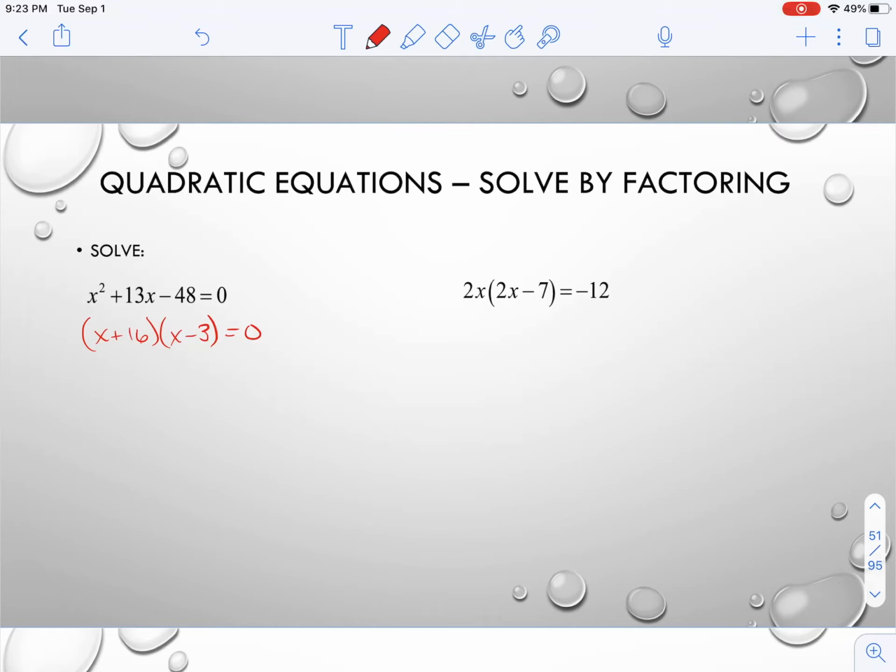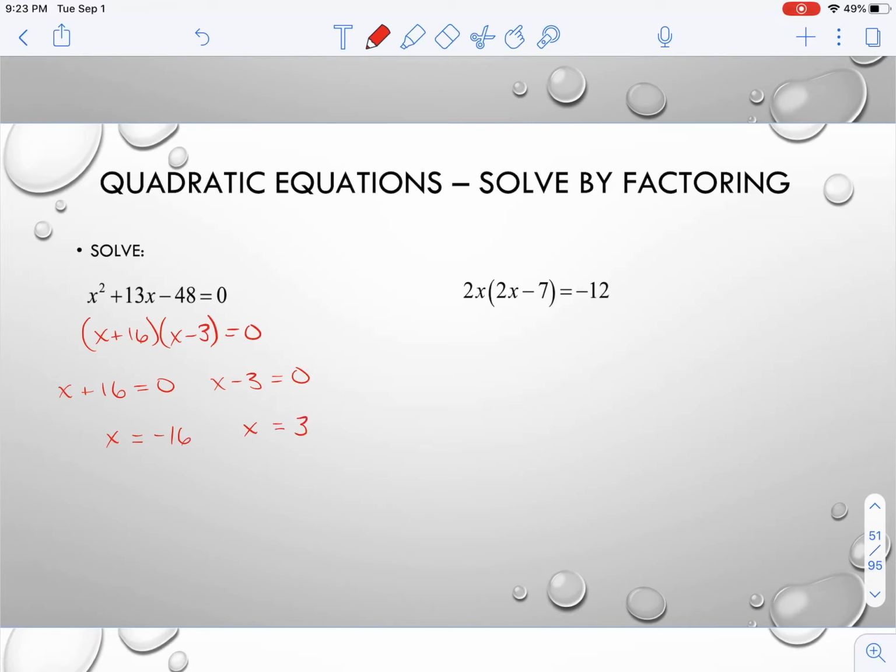From the zero product property, I can set each individual factor equal to 0 because now I have it written as a product of factors equal to 0. And when I solve each of these individual factors, I get x equals negative 16 and x equals positive 3.